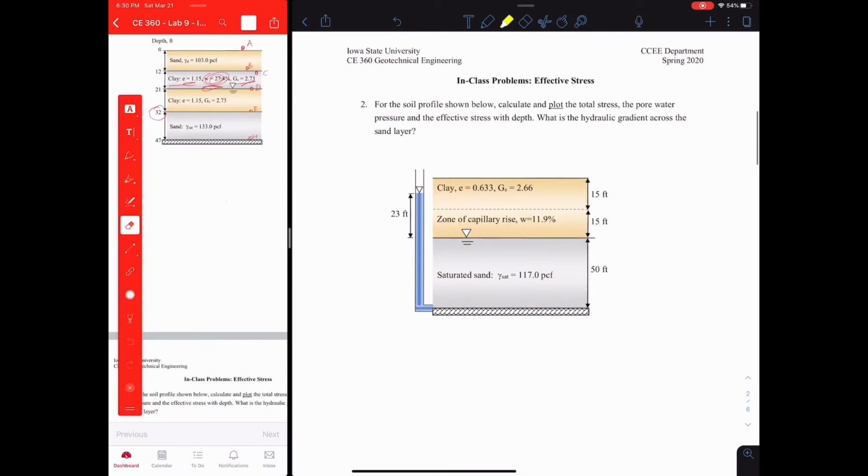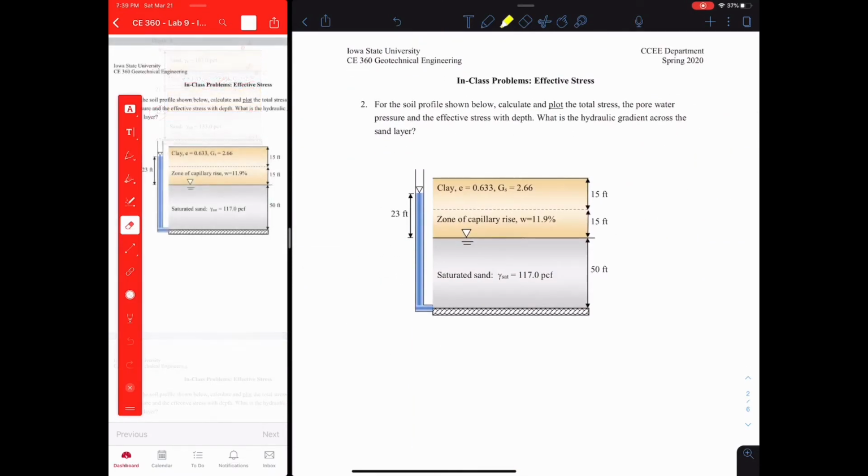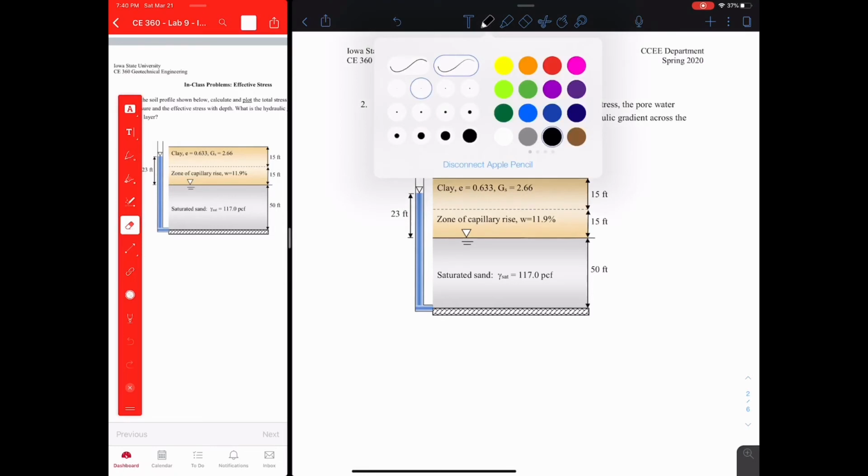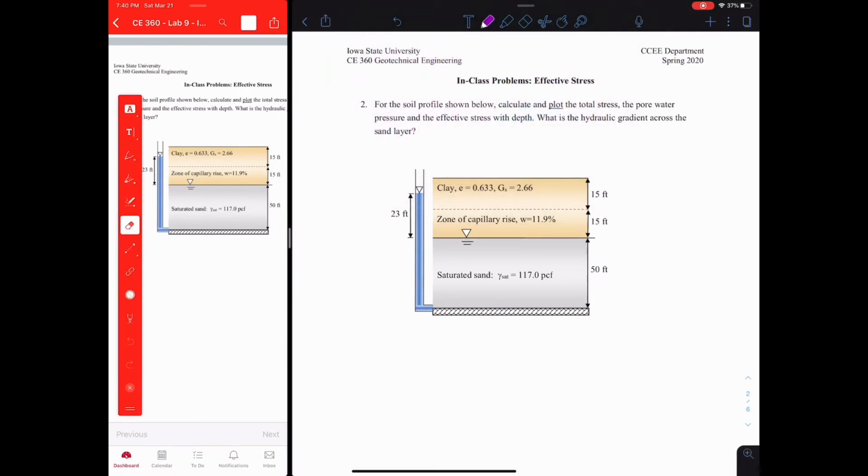Then we are going to start our example 2. For the soil profile shown below, calculate and plot the total stress, the pore water pressure, and the effective stress with depth. What is the hydraulic gradient across the sand layer? Okay, then let's do this problem together.